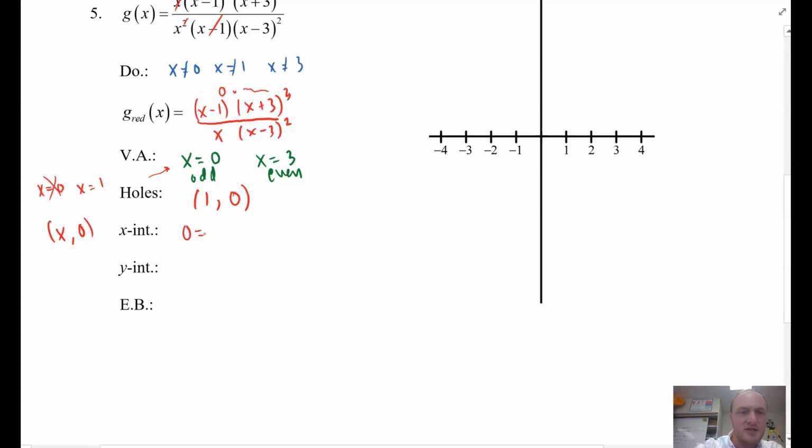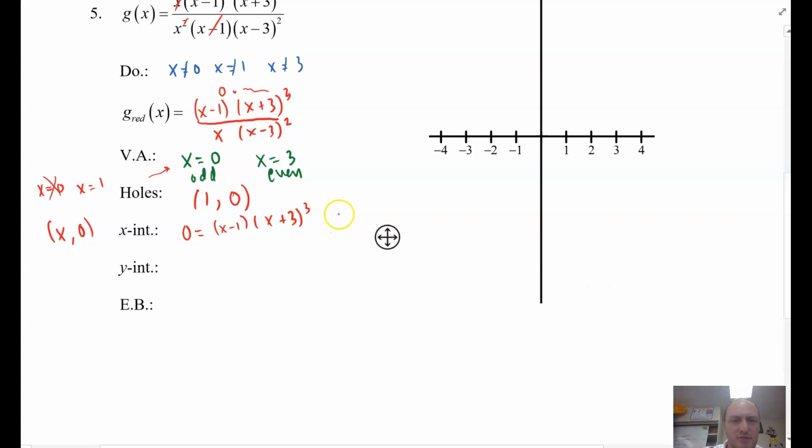So 0 is equal to my function, x minus 1 times x plus 3 cubed. Okay, and then I have a denominator, but if I multiply by my denominator to get rid of it, it kind of just goes away, right? Because I multiply on the other side, it's going to go away. So I'm left with these terms with just my numerator.